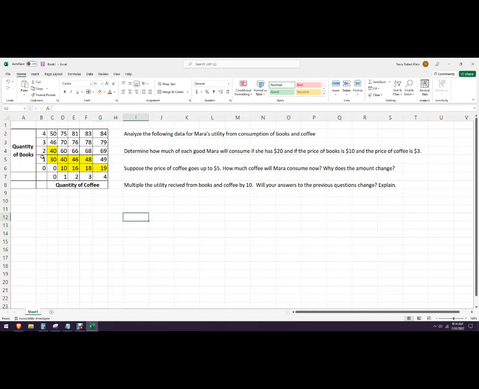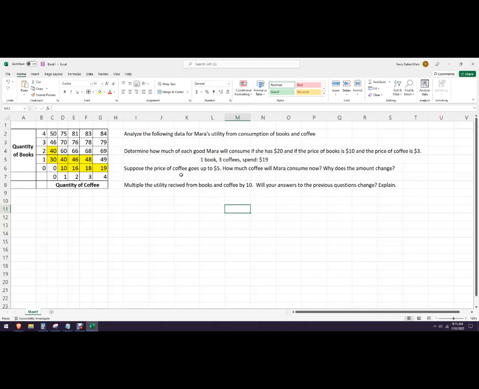Now we're just going to look and see which of the affordable ones is the best one, and that would be right here. So the answer to that question would be 1 book and 3 coffees. She will spend only $19, so she has $1 left over.